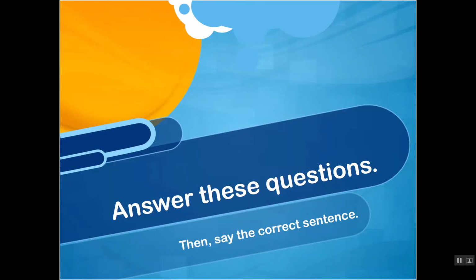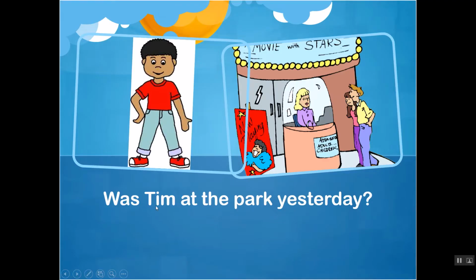Okay, so we're going to answer these questions and then say the correct sentence. Okay, was Tim at the park yesterday? So here's Tim. Here's where he was yesterday. Was he at the park? No, he wasn't. So this is the contraction for was not. This is the same as was not. So this is negative. No, he wasn't. He wasn't at the park. He was at the movie theater.